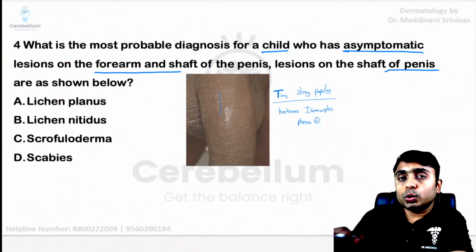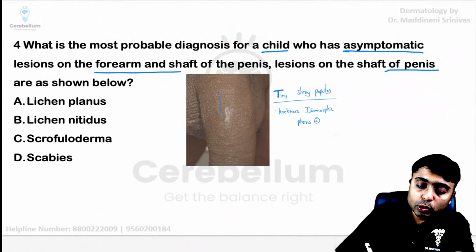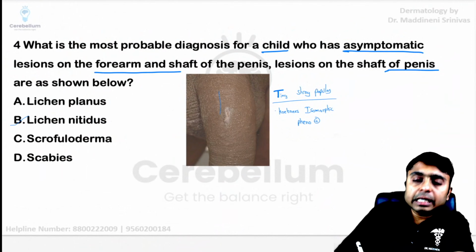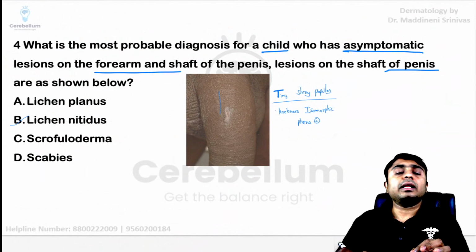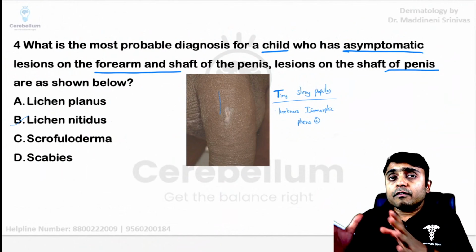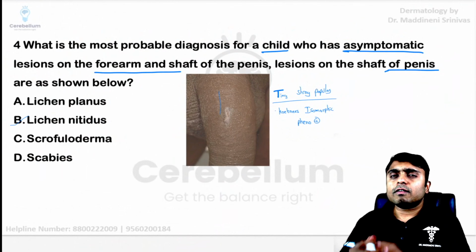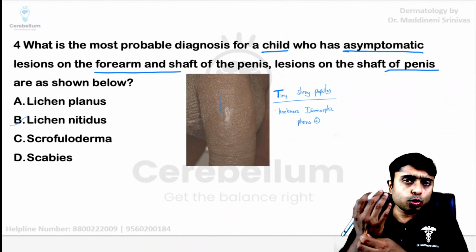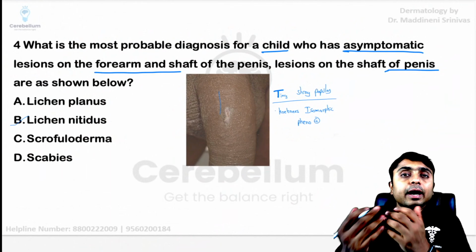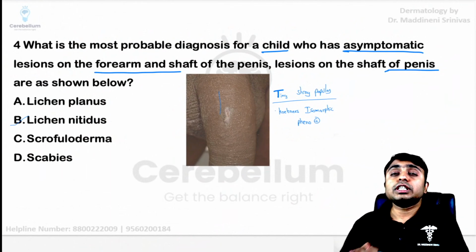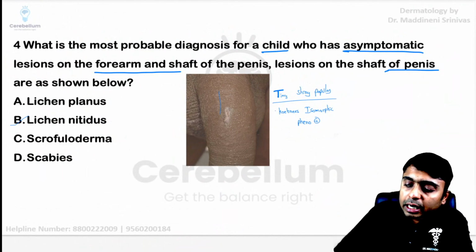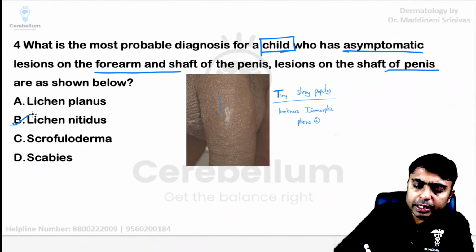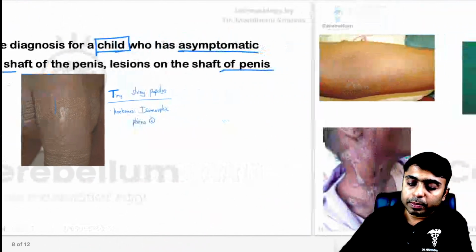So with these clues, if you have thought about the diagnosis as lichen nitidus, you are absolutely correct. Please remember, lichen nitidus has nothing to do with lichen planus. It is a separate entity where clinically there is going to be presence of small shiny tiny papular lesions, more commonly over dorsum of the hand and also over the shaft of the penis. More likely children are the ones who are going to have these lichen nitidus lesions. Okay, so these are all the important clues which you must remember.